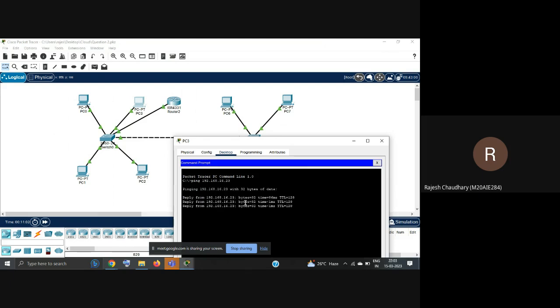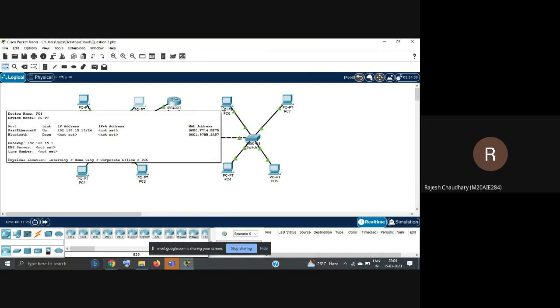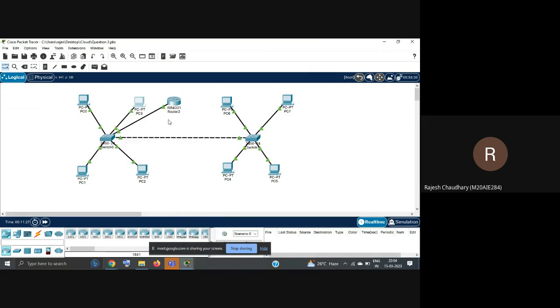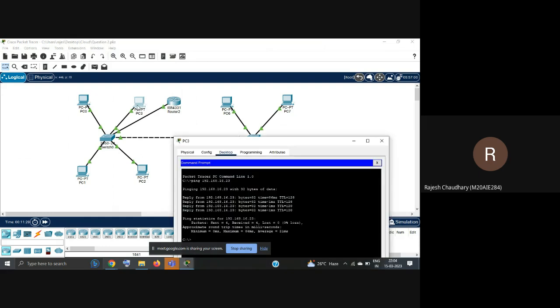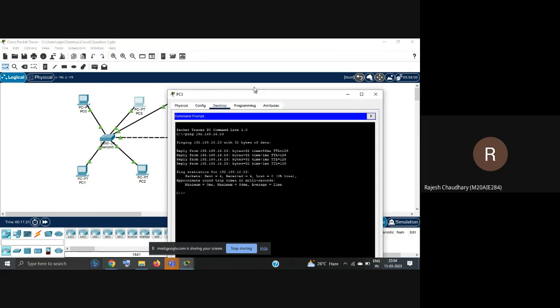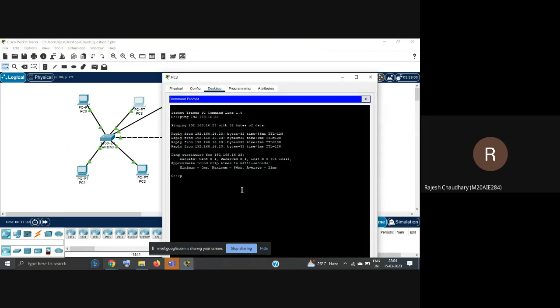So you can see that these are able to communicate, since they are part of the same VLAN, and the router does not come into the picture because the switches are capable of broadcasting the message within the same VLAN. But if we try to communicate with PC6, which is part of the 15.1 gateway VLAN 1, its IP is 15.13.